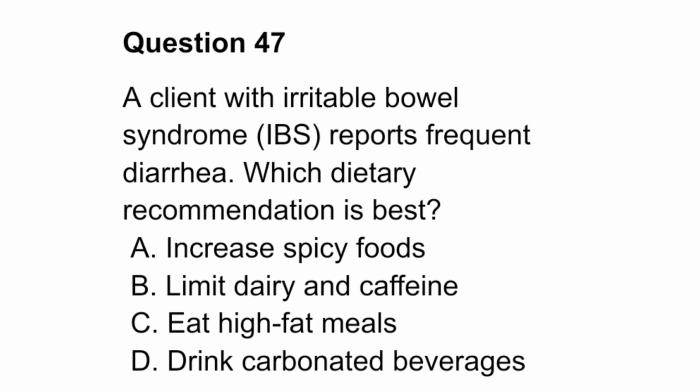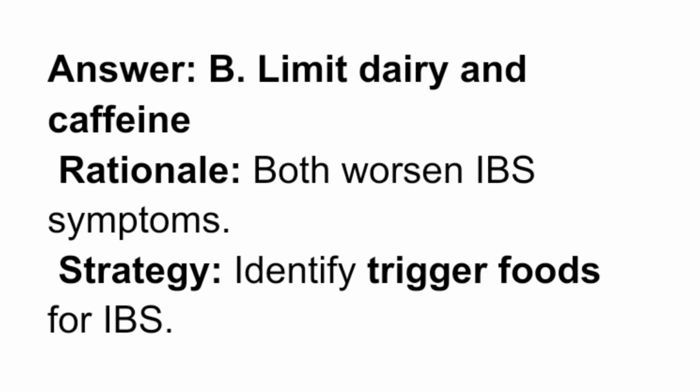Question 47. A client with irritable bowel syndrome, IBS, reports frequent diarrhea. Which dietary recommendation is best? A. Increase spicy foods. B. Limit dairy and caffeine. C. Eat high-fat meals. D. Drink carbonated beverages. Answer: B. Limit dairy and caffeine. Rationale: both worsen IBS symptoms. Strategy: identify trigger foods for IBS.